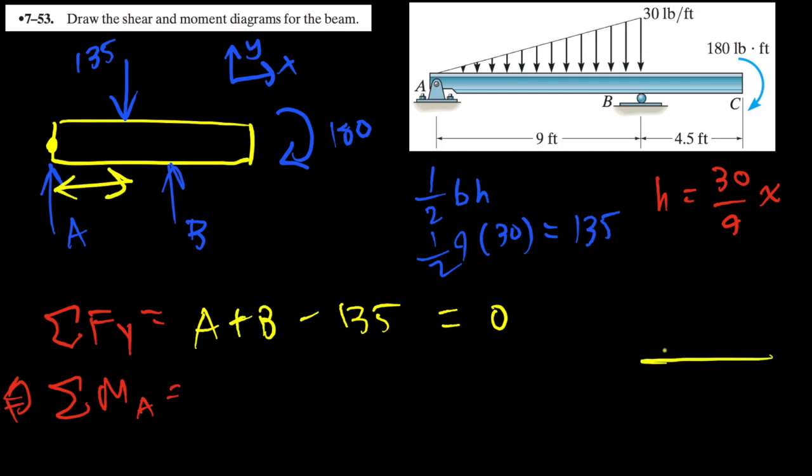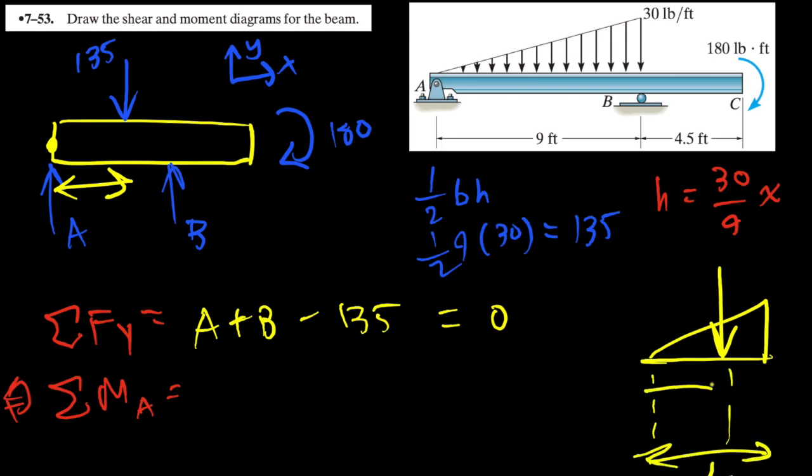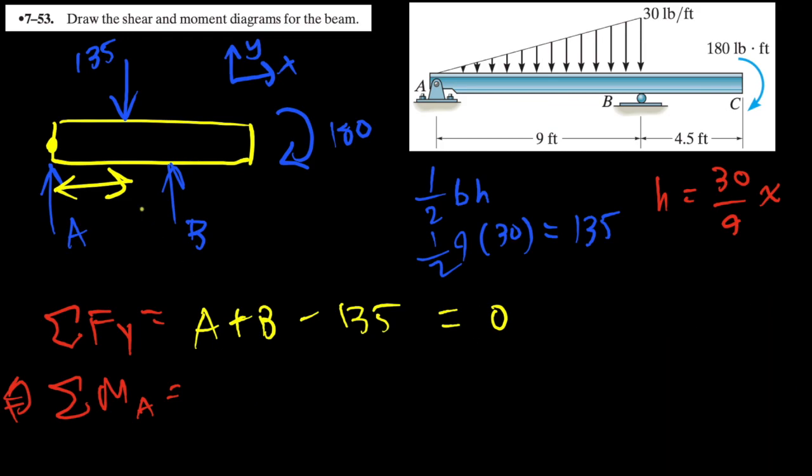So we know that a triangular load can be converted into a concentrated load like this, where if L is our entire length, this is 2/3 L, and this is L over 3. So we already did that.